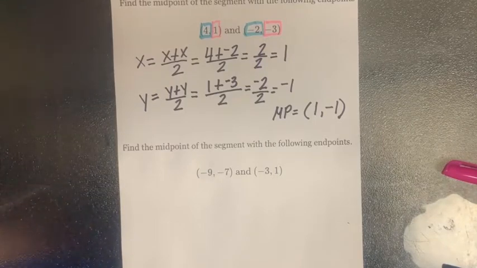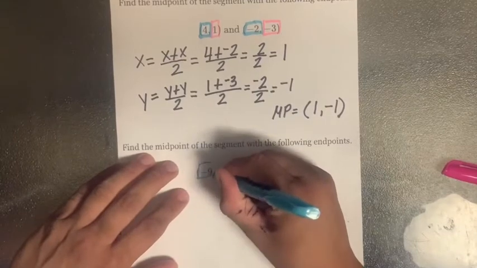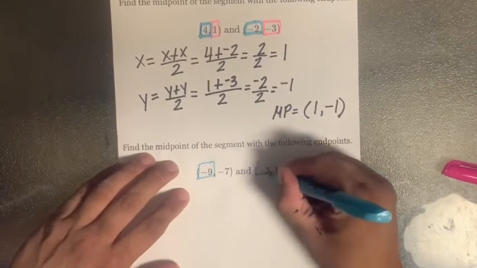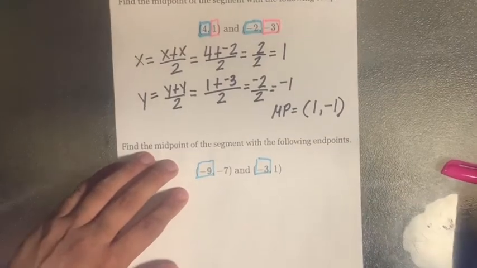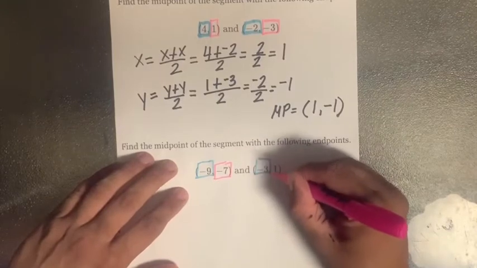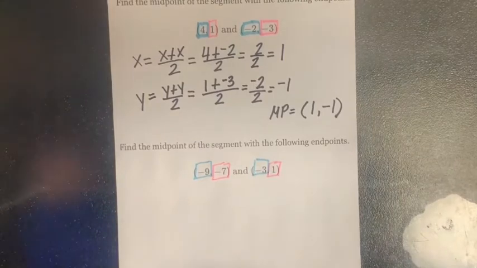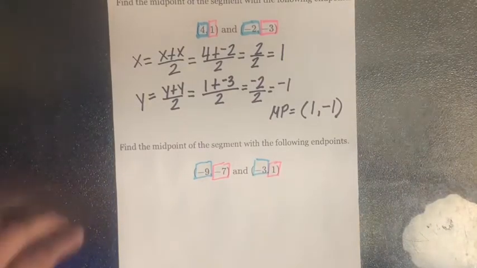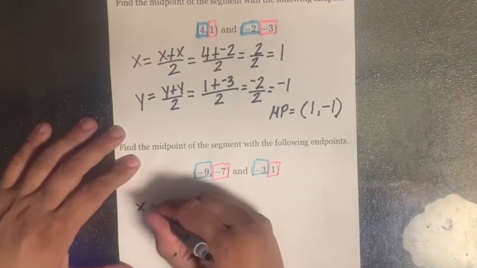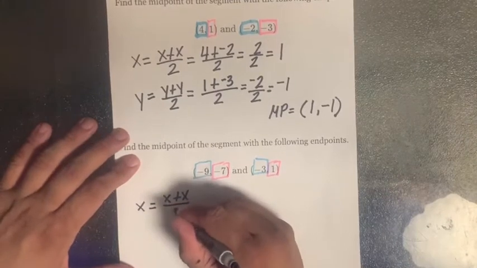All right, so we're going to do the same thing for the second example. Find the midpoint of the segment with the following endpoints. So we're going to say negative 9 is our x, negative 3 is our x, negative 7 is our y, and 1 is our y. So again, I remember that I'm finding the average, I'm finding the middle. So I'm going to divide by 2. So x is equal to x plus x divided by 2.